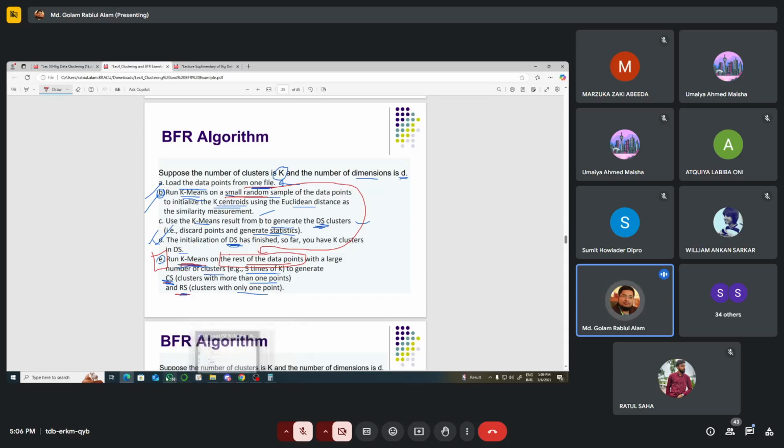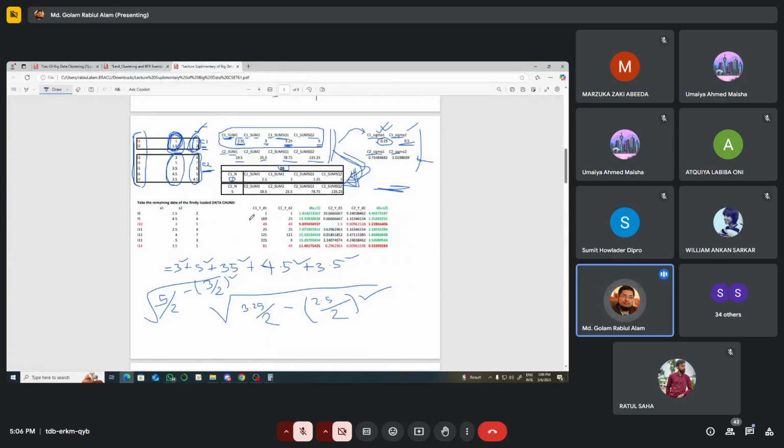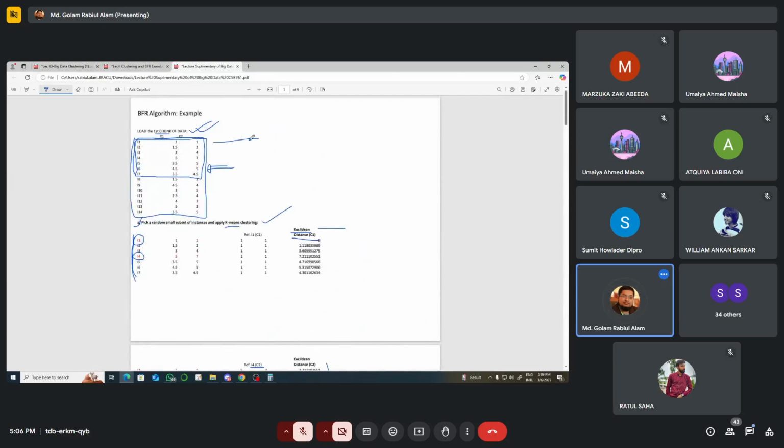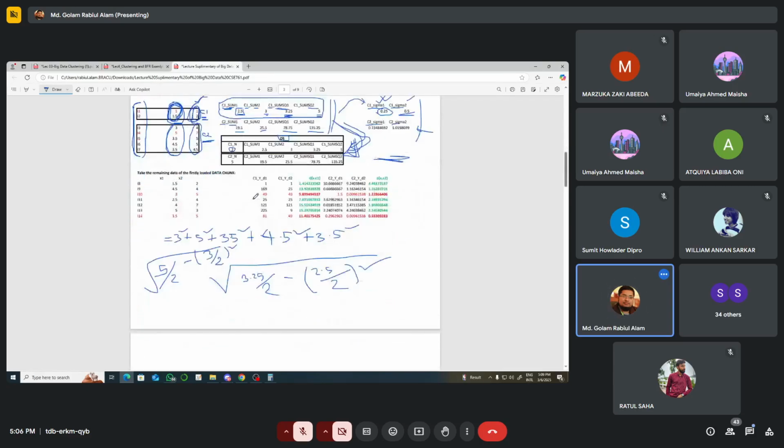So now if we go back to our example, in our original data set we have those values. The first part, I1 to I7, we have already applied the k-means algorithm to, and we got 2 clusters in DS. The rest of the data points are from I8 to I14. So that's what we have taken here as the rest of the data points.